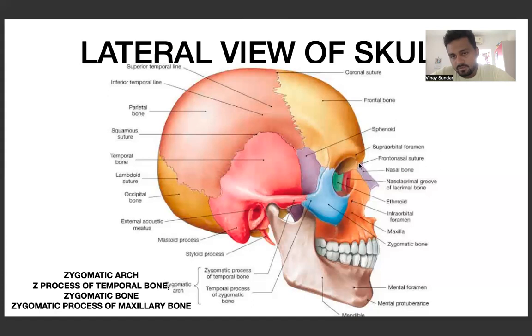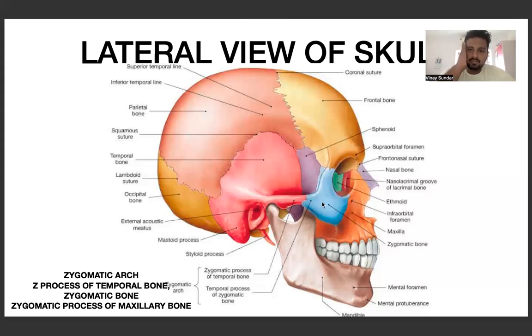And you have your frontonasal suture, supraorbital foramen, and the mental foramen. The mental nerve exits through the mental foramen. Then you have your mental protuberance, and this is the mandible. Now again, you can see a styloid process and your mastoid process. Okay, so the zygomatic process of the temporal bone and the temporal process of the zygomatic bone form the zygomatic arch.